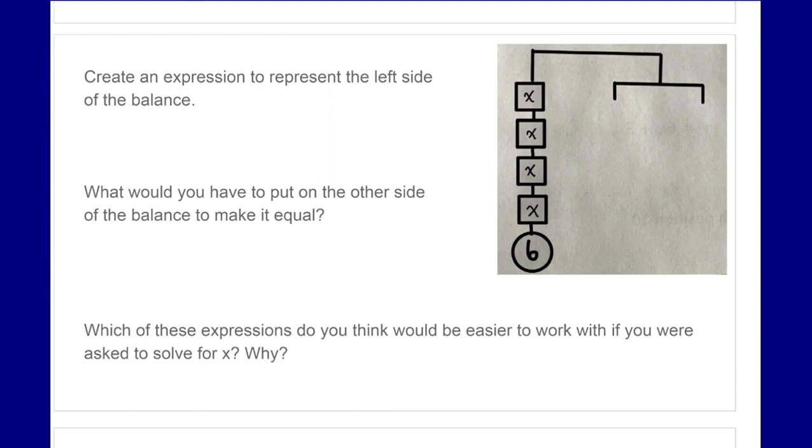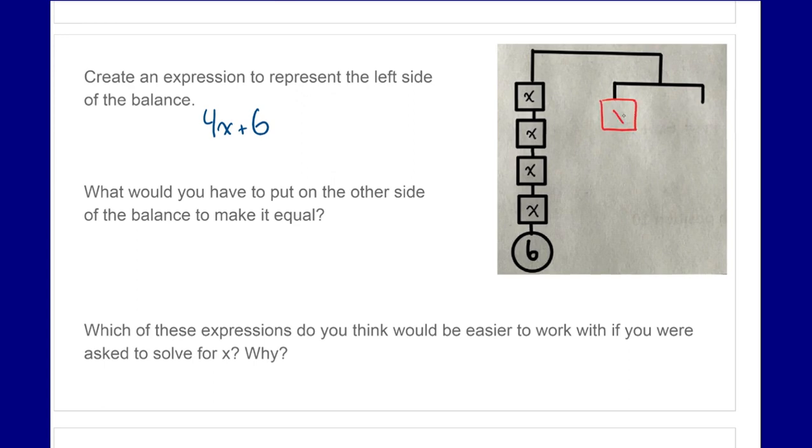Looking at another example, we want to create an expression to represent the left side of our mobile or our balance. So if I look at the left side, well, I have 4 x's and 6, so 4x plus 6, 4 unknowns plus 6. Now, what would we have to put on the other side of the balance to make it equal? Keeping in mind that our other balance is then split up into 2. So our other side has a mini balance of its own. So I need to have the same thing on both sides, or in other words, I need to take this 4x plus 6 and divide it evenly.